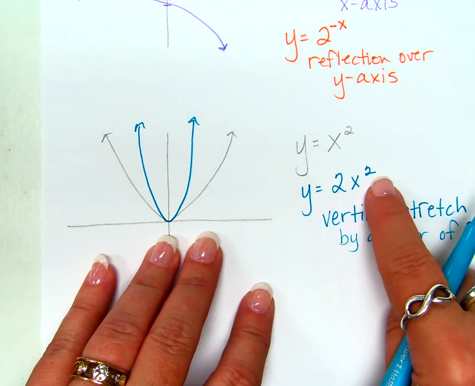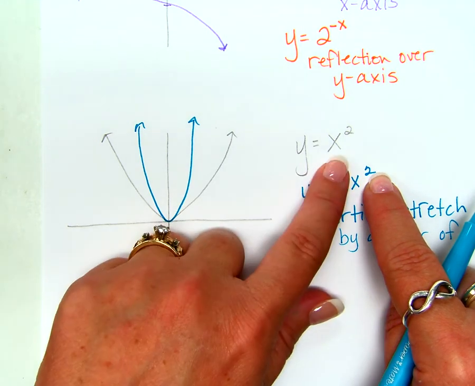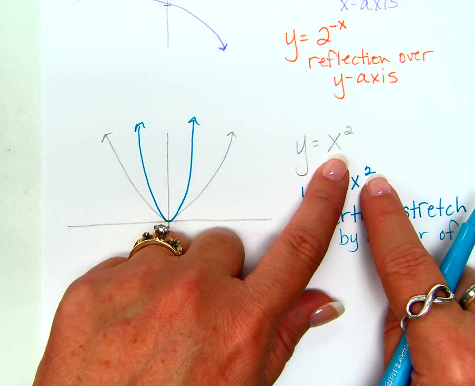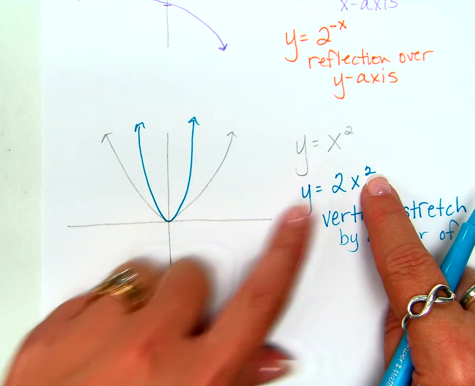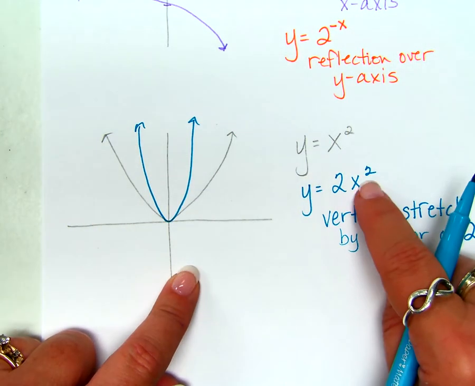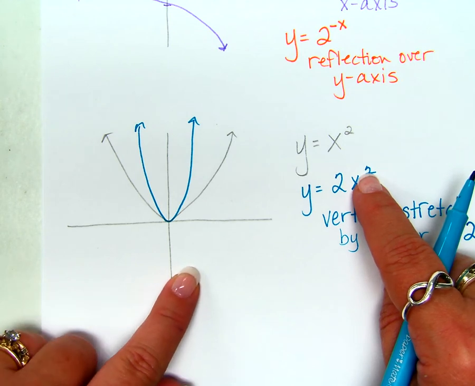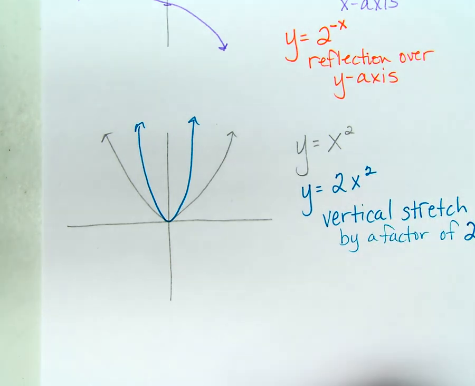This 2. Okay, what does this 2 do? Look at the parent. What does this 2 do? It gave it its original shape. It told you it was a parabola to start with. It doesn't do anything as far as a change to the parent, because that's what the parent is. Okay? So here, what's the other thing that we could have besides a stretch?